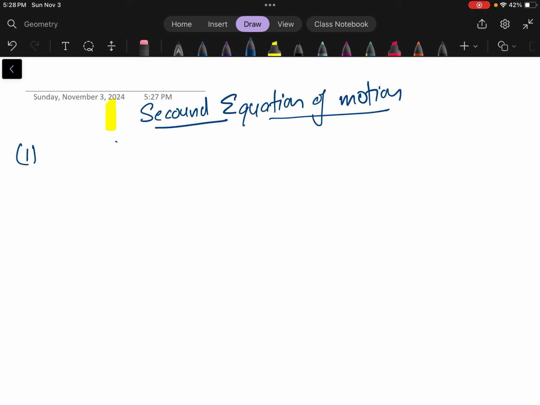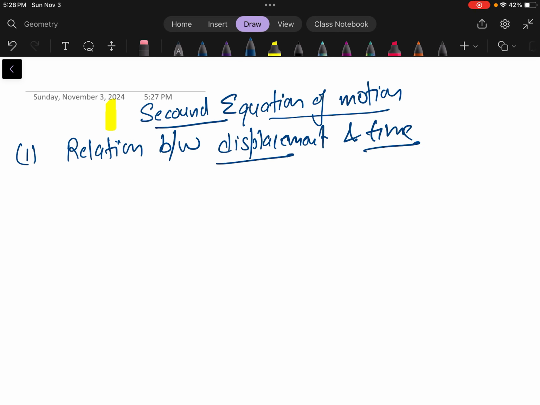The second equation tells us the relationship between two things: displacement and time. So when we have to derive the relationship between distance, that is displacement, and the time, then we use the second equation. The second point is the formula, the law of motion: S is equal to ut plus 1 upon 2 at square. This is our equation, the relationship between the displacement and the time.